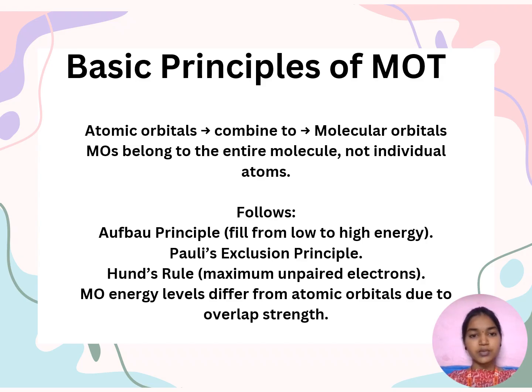Electrons fill these orbitals according to three rules. The first is the Aufbau principle: lower energy orbitals fill first. The second one is Pauli's exclusion principle: a maximum of two electrons with opposite spin are filled. The third one is Hund's rule: electrons occupy orbitals singly before pairing.